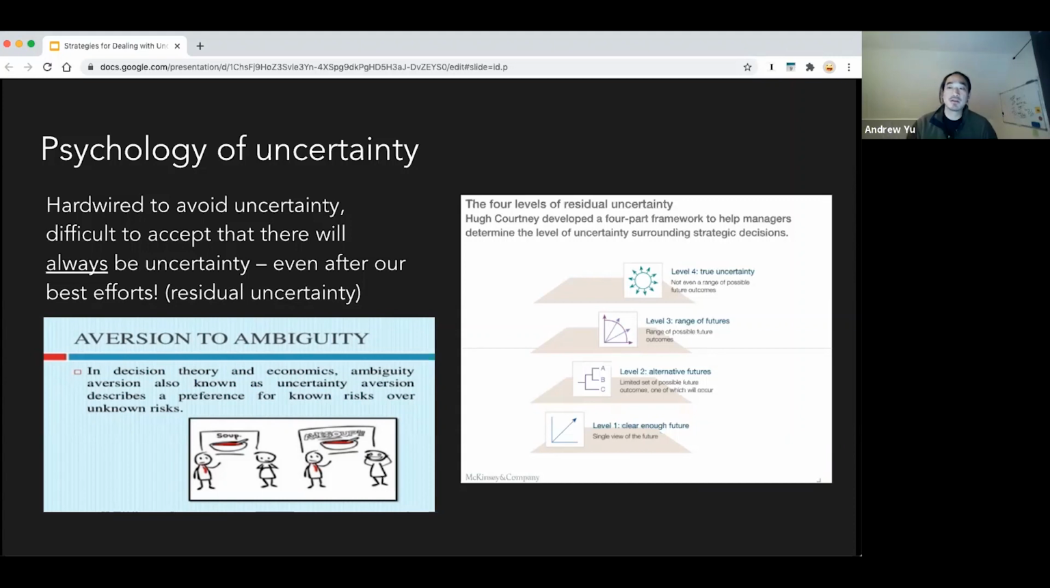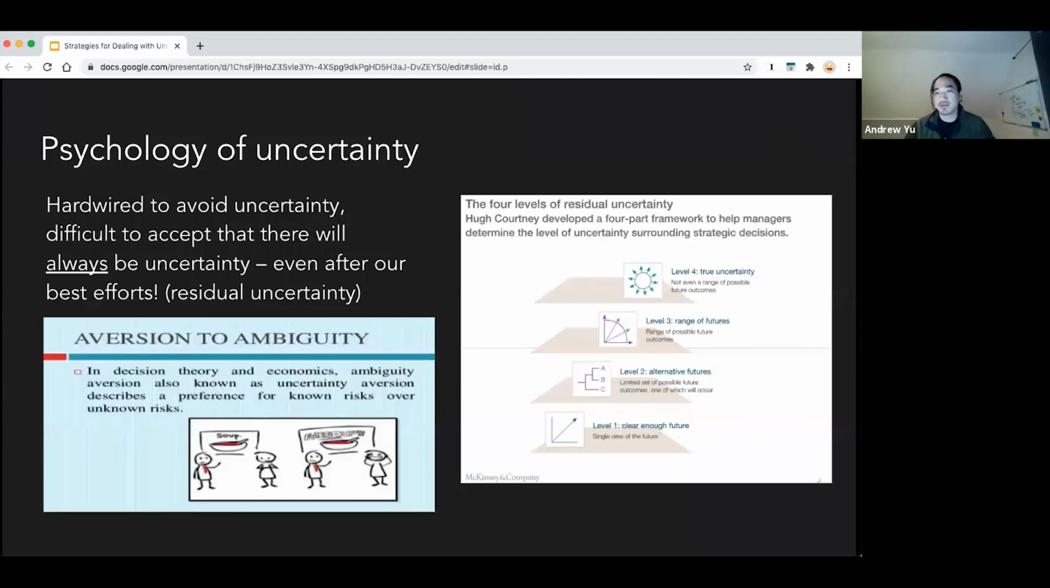And over here to the right is another really cool model. It's called the 4 levels of residual uncertainty. This is more around business strategy, but it's basically a framework for identifying the risks that still exist even after we do an analysis.